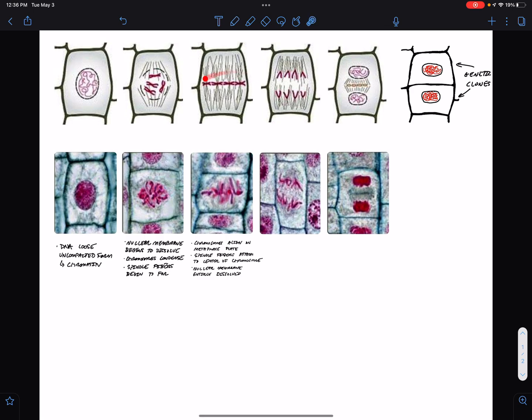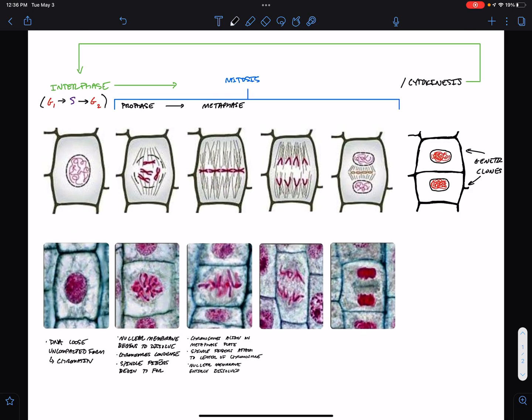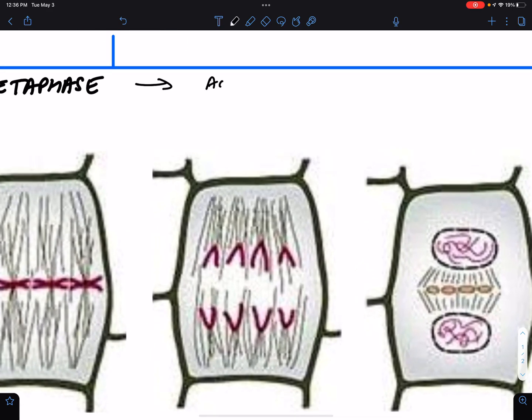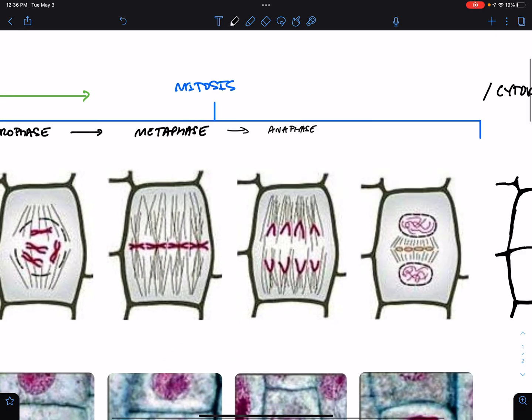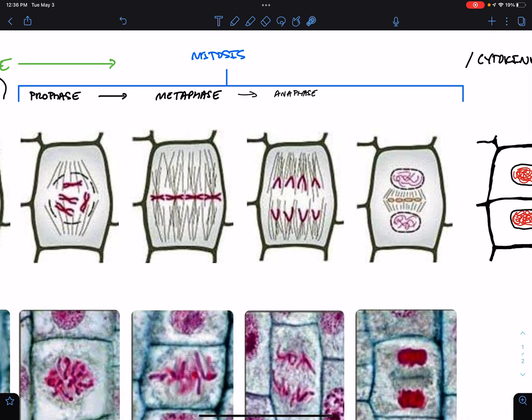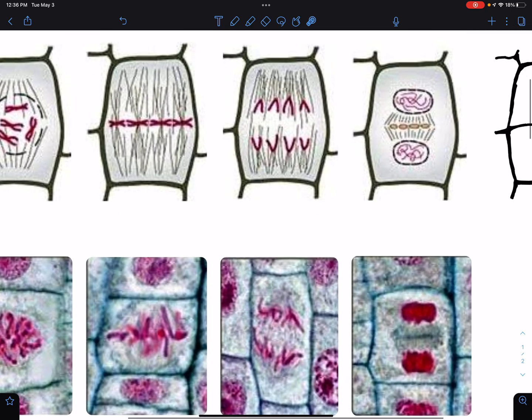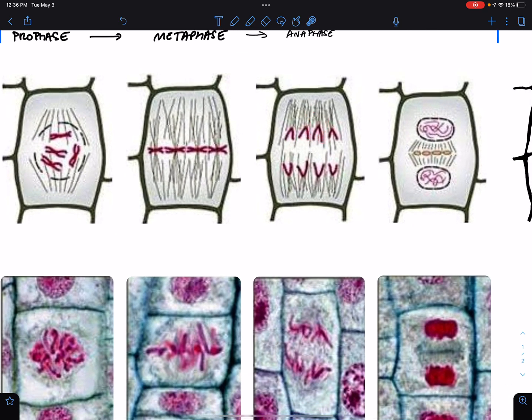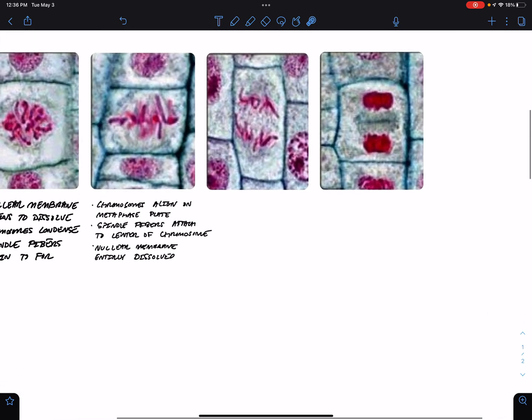Okay, so moving on to the next phase. This phase is called anaphase. At this point, you'll notice that the chromosomes have been cut. These two sister chromatids, these genetic clones, have been cut in the middle where the spindles were attached to them. And now they start to get pulled to opposite poles of the cell.